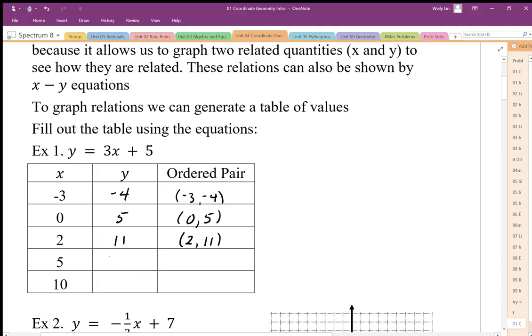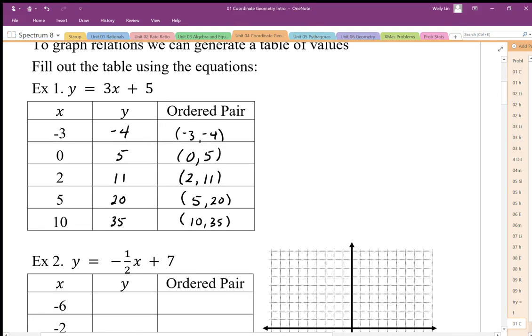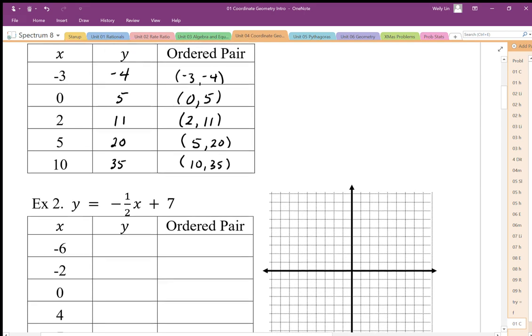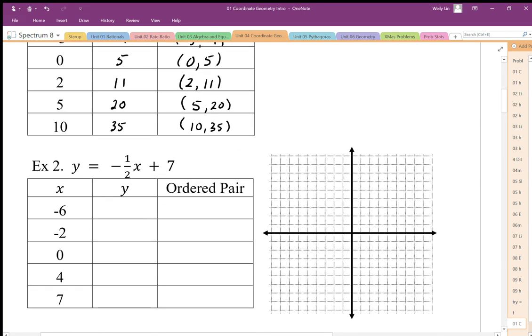Okay, and I continue doing that. 3 times 5 plus 5 is 20, so I get an ordered pair of 5 and 20. And 10 becomes 35, so I end up with 10, 35 as my ordered pair. After a while, we'll probably not write out the ordered pair. We could probably just use the XY table. But for now, we're going to generate the ordered pair.